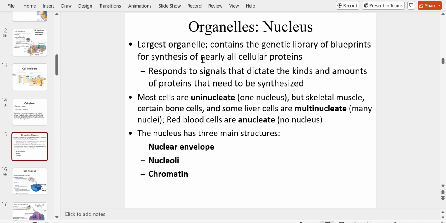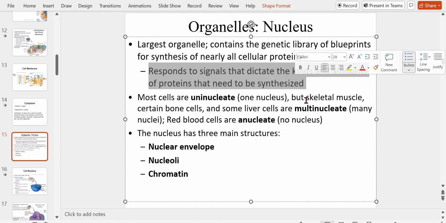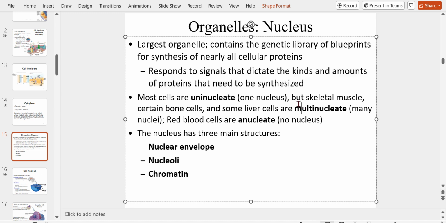And that's what we go back to the DNA for, is that the cell will need a protein, well then the DNA will open, we make a copy of it, of that DNA, and make a flimsy copy, RNA, and from that there we make proteins, which we'll get into sooner than later. Responds to signals that dictate the kind and amount of protein that needs to be synthesized. Absolutely. Most cells are uninucleate, one nucleus, but skeletal muscles, certain bone cells, and some liver cells are multinucleated.